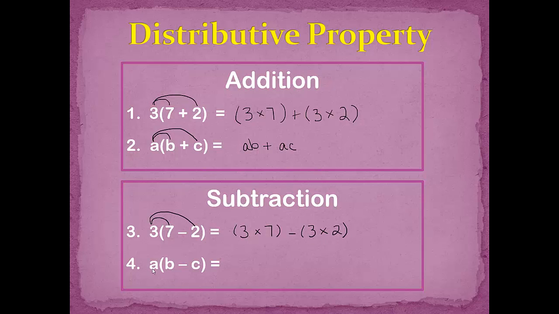Now we can use variables to show subtraction as well. So this would be A times B minus A times C. Remember, we can just write A times B as AB, and then we have minus A times C, which is just AC.